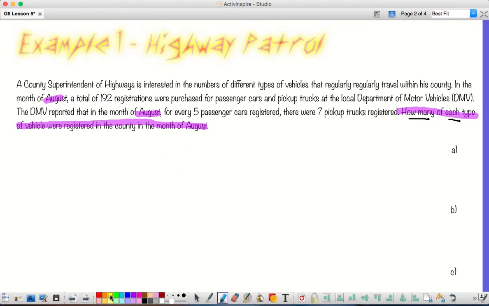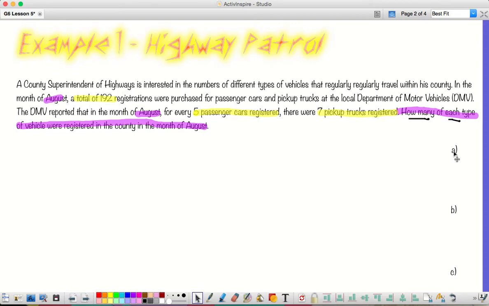So some other important pieces here, there were a total of 192 registrations. Is it important that it's from the DMV? No. Is it important that there were 5 passenger cars registered? Yes, I would say so. And that there were 7 pickup trucks registered? I would say so. And then, of course, the question is always important. All right, so we have 3 pieces of information here.